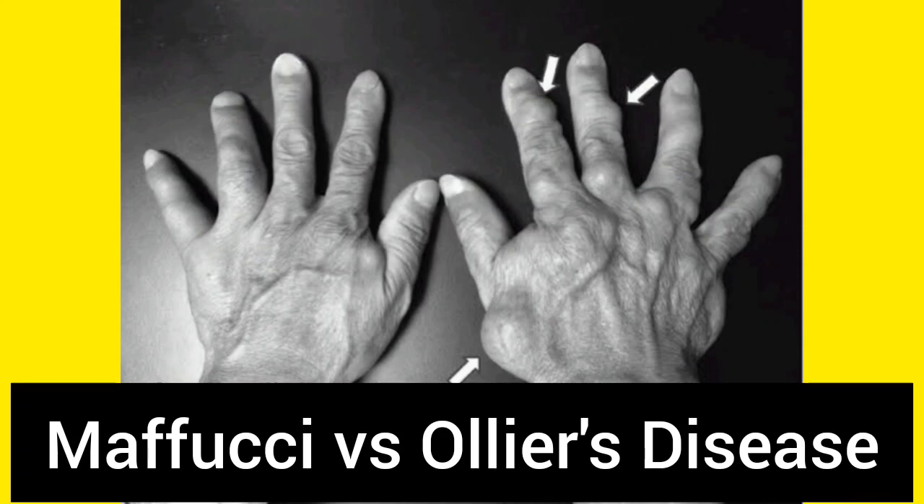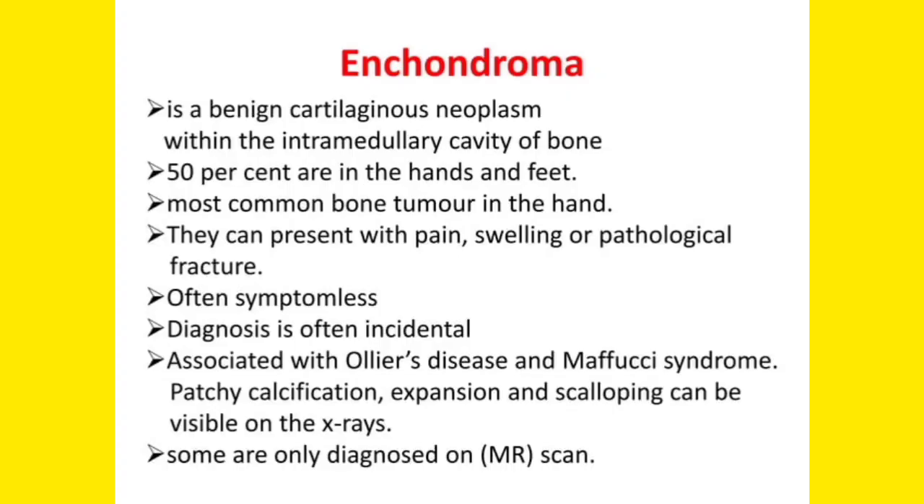Maffucci versus Ollier's disease. Before learning Maffucci and Ollier's disease, we must know what is Enchondroma. You will ask me, why should I know about Enchondroma? Because both these diseases contain Enchondroma. So what is Enchondroma? Enchondroma is a benign cartilaginous tumor or neoplasm that generally occurs in the intramedullary cavity of a bone.